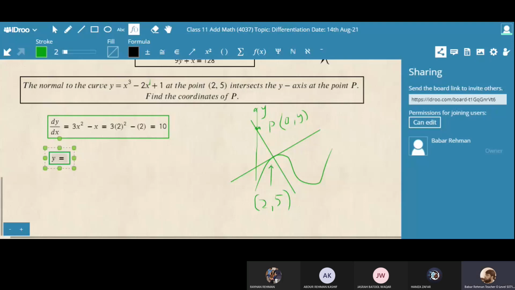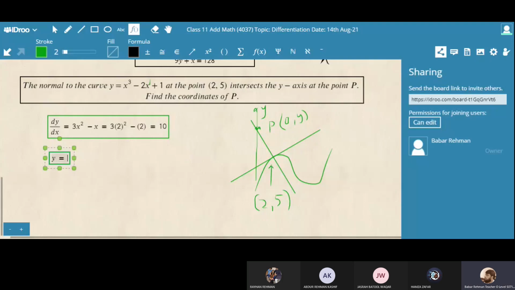We have to find the coordinates of the point P, where the normal intersects the y-axis. So what we will do? First of all, we will find the equation of normal.